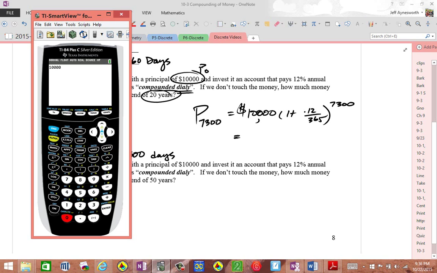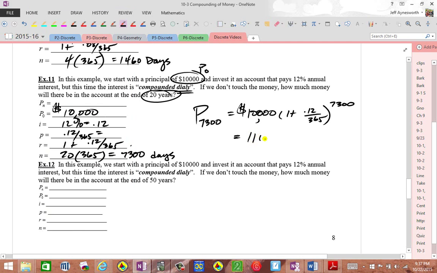It's not a Fibonacci number here. We're not talking about F100. So let's type it in correctly. All right, let's do it correctly here. We got to divide it by 365 because we're talking about daily compounding here. And we're going to raise it to the 7,300 power. This should be better.